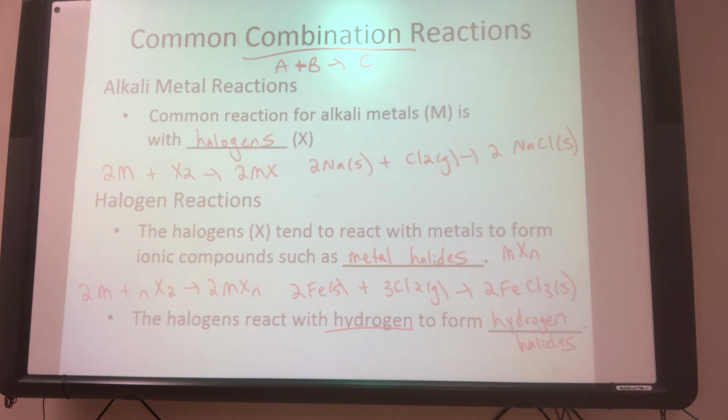Okay? So an example of this would be H2 plus whatever the halogen is going to make my hydrogen halide. Okay? So it could be that I've got chlorine that I'm reacting with to get my hydrogen halide. So I got lots of options there. Reacting the hydrogen with any of the halides to make hydrogen halides.